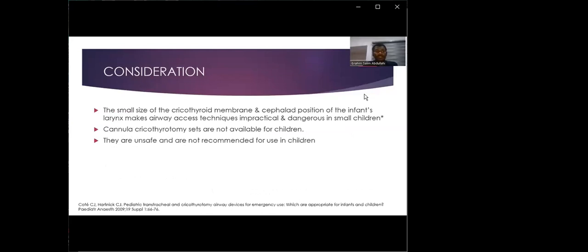So the consideration: the small size of the cricothyroid membrane and the cephalad position of the infant's larynx make airway access techniques impractical and dangerous in small children.